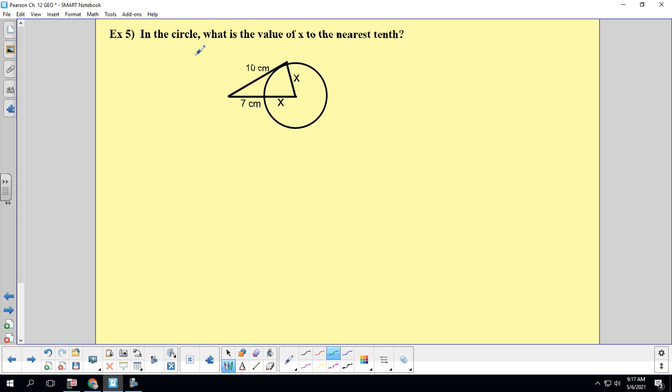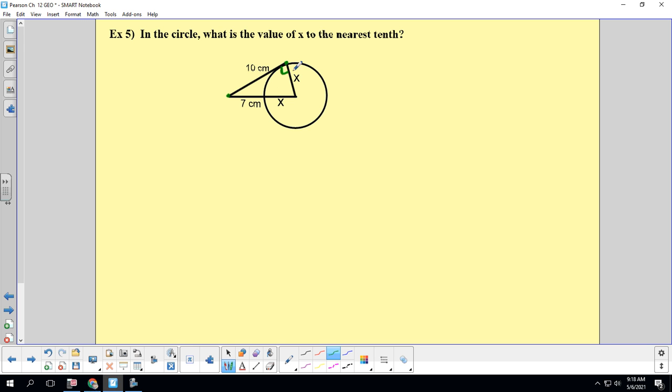Okay. Example 5. In the circle, what is the value of x to the nearest 10th? All right, so we know that this is the radius. We know that this is tangent. From here to here is 10. Here to here is 7. We want to find x.